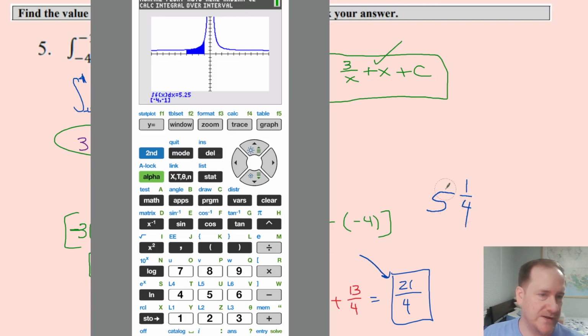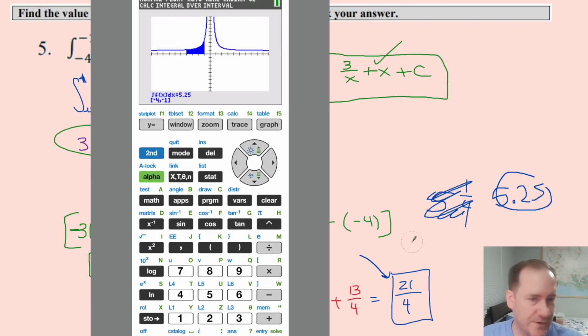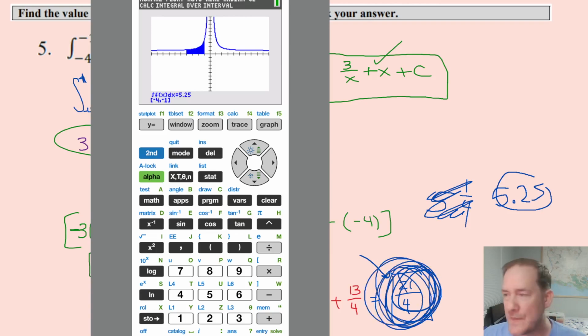Don't forget this is my least favorite notation, by the way. No mixed numbers. Mixed numbers are horrible. I'd actually prefer that you wrote 5.25. It's better than 5 1/4 at least. 21/4 is best. Give me 21/4 if you can. Alright, anyway, that's 5 down.